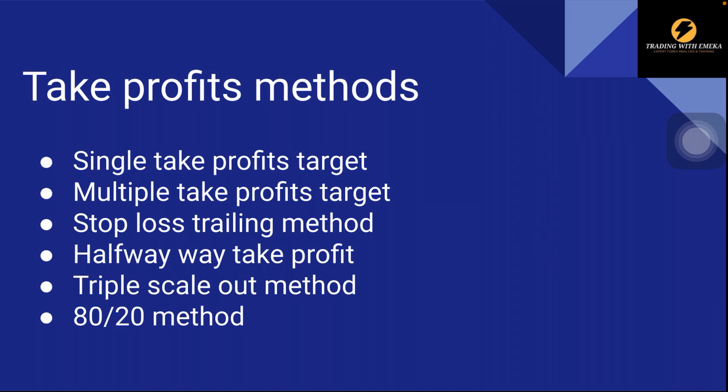Now the 80-20 method is a situation whereby you remove 80% of your position in profits when price moves 20% toward your TP target, and then you allow the remaining 20% of your position to hit the final TP target. That is the 80-20 method. We're going to see them on the chart now.